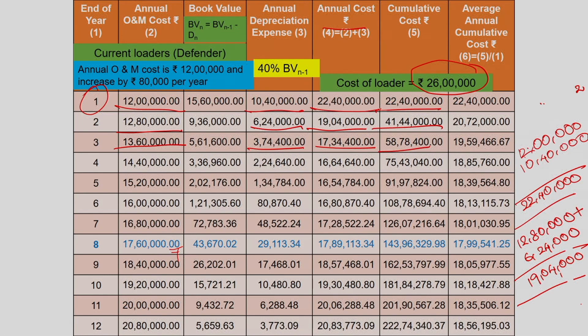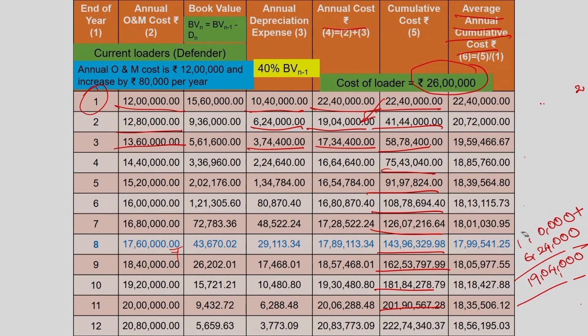You can find the cumulative cost by adding the cost of the first year with the second year, the second year with the third year, and like that you keep on adding, you will get the cumulative cost for all the years. Once you get the cumulative cost, we are going to calculate the average annual cumulative cost. That means you are going to divide the cumulative cost by the cumulative usage of the machine. In this problem, we have not taken the hourly basis, we are taking yearly basis.